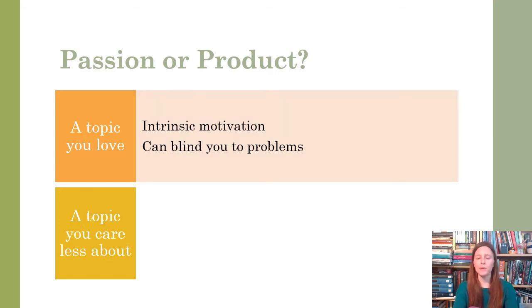So first, a topic that you love provides you with intrinsic motivation. You're going to want to keep going, keep working on your essay because you genuinely care about this topic. It means a lot to you. The difficulty is that choosing a topic you love can blind you to problems. It can make you not notice when maybe your argument isn't as strong as it could be, or maybe there aren't enough sources to back up the claims you're trying to make. If you care too much about a topic, you can sometimes be a little bit biased and lack objectivity.